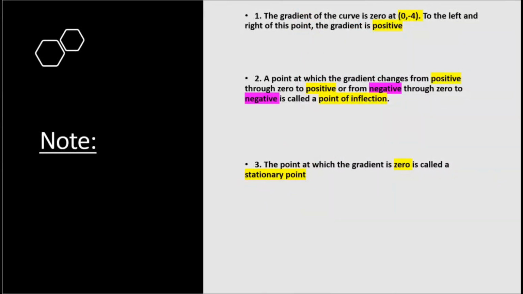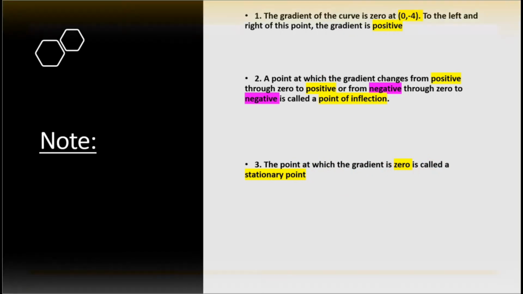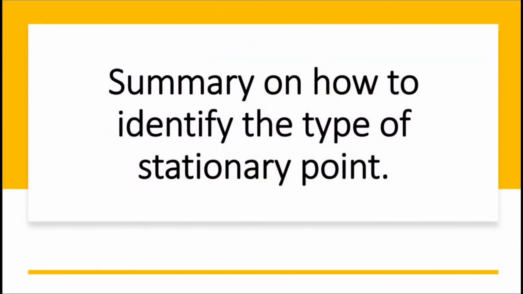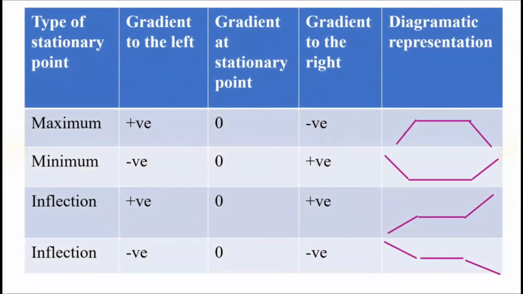Then the last thing, which is very important, that the point at which the gradient is 0 is called a stationary point. Now let's get the summary on how to identify the type of stationary point. A stationary point can either be a maximum point, a minimum point, or a point of inflection.